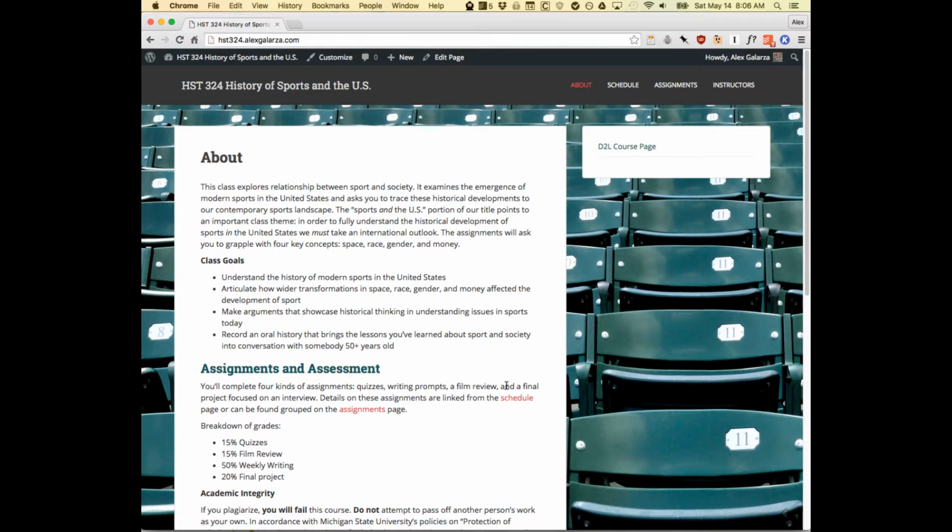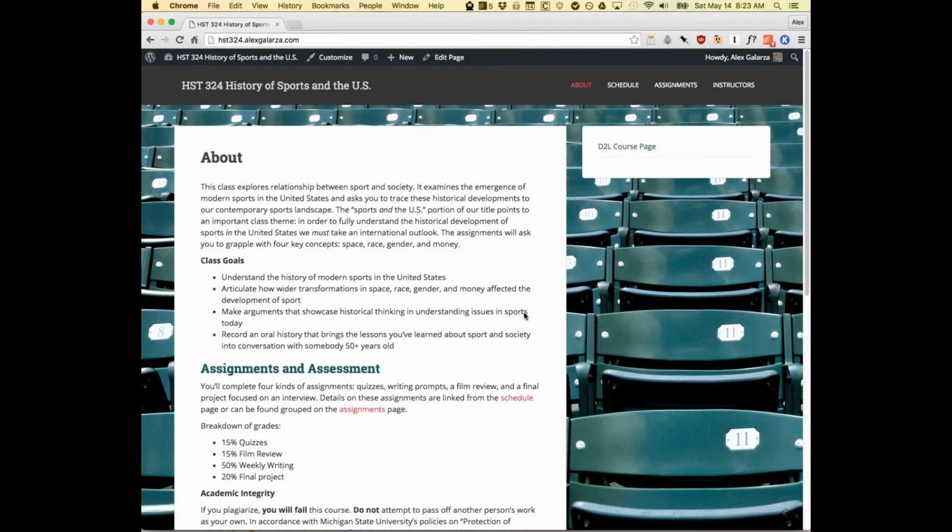We are going to be using Desire to Learn, so you can see the link here to the course page on the right-hand side. But really, this page is the one-stop shop for our summer semester together. So I'd like to take a minute to just run you through the different sections of the course page and to explain how the class is actually going to work.